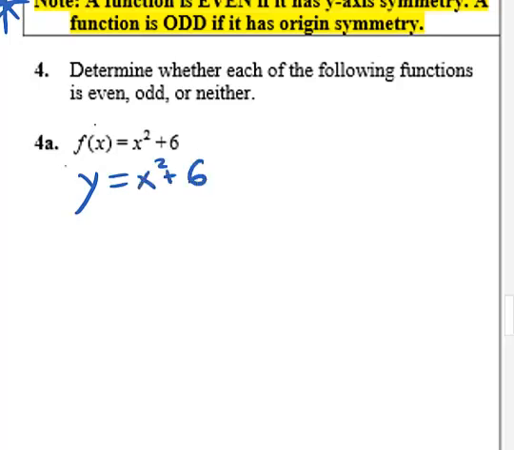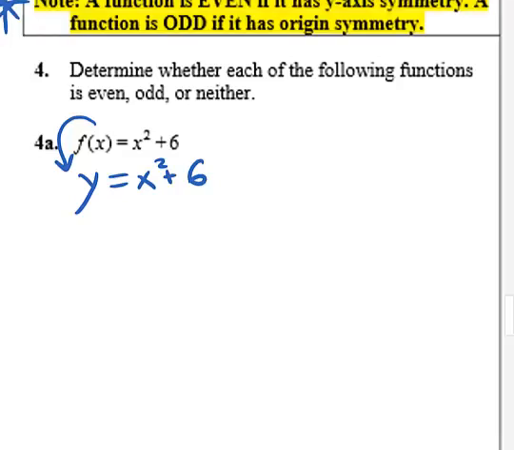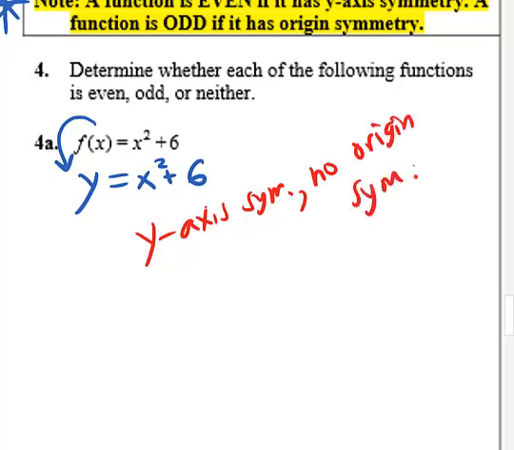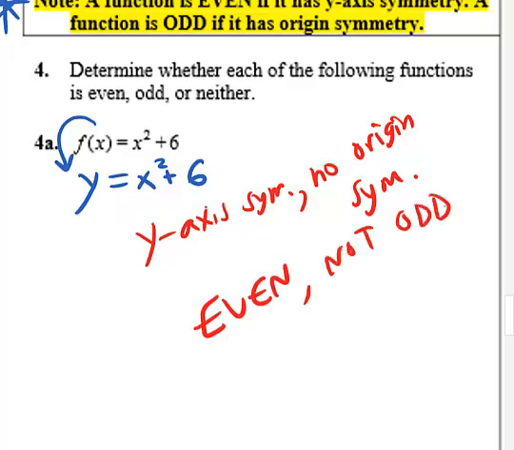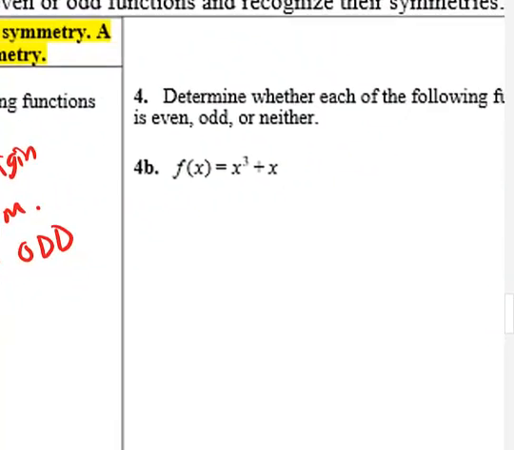But one thing you might want to do is replace f of x with y, just so you remember. This guy is going to have y-axis symmetry, but no origin symmetry. You can test it the exact same way you did before. So it's even, because even is y-axis symmetry, and not odd, because odd is origin symmetry, and we already decided that it doesn't have origin symmetry.